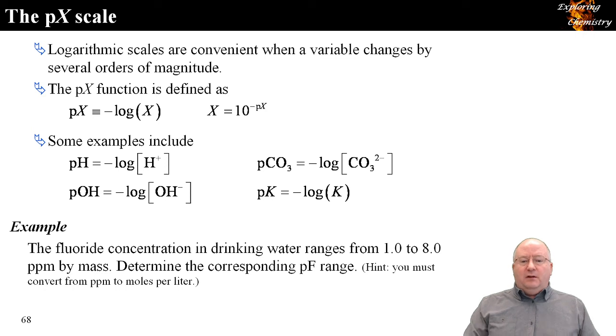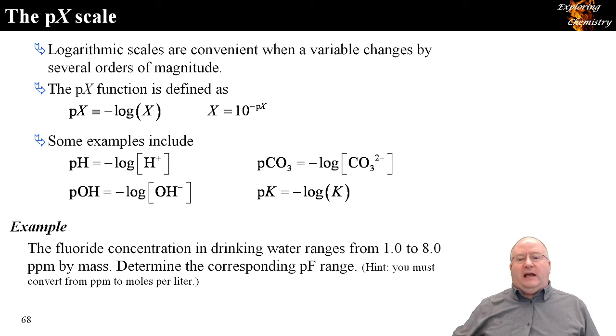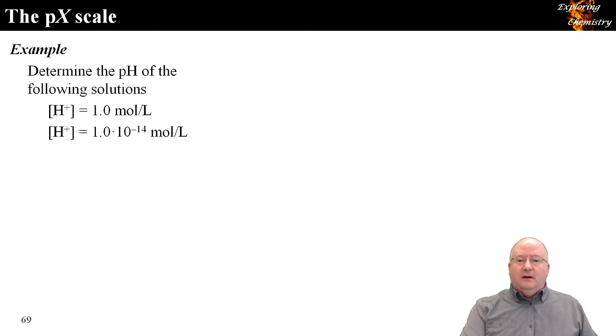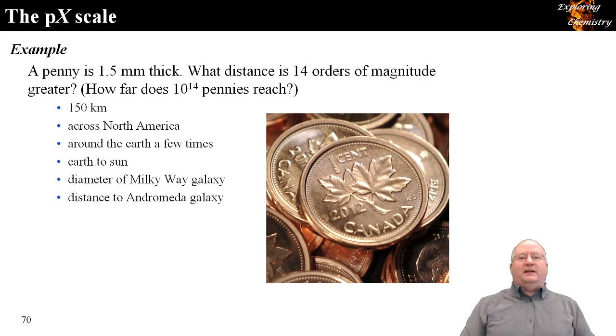In this example, what time do we have? The fluoride concentration in drinking water ranges from 1 to 8, yeah, no, that's going to take a while to do. I want to actually jump to the last two slides, so I'll come back and we'll do that as an example next day. There are more examples to do. Ignore all this. There we go. This is where I wanted to get to.